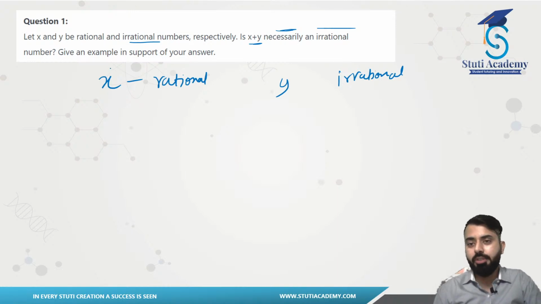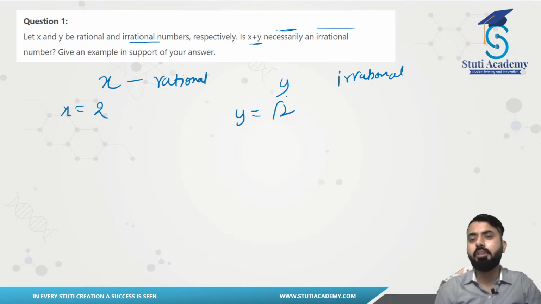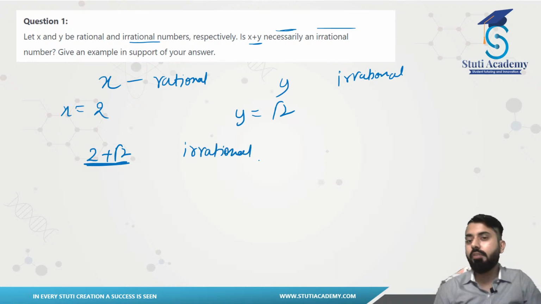For this, I am going to assume x to be, let's say, 2 and y to be, let's say, square root 2. Right, both of them satisfy the given condition. So I have to add x and y. So 2 plus square root 2. You guys see, this is what? This is irrational, obviously. But see, they had asked to give an example to support your answer. So this is the answer. This is an example here.